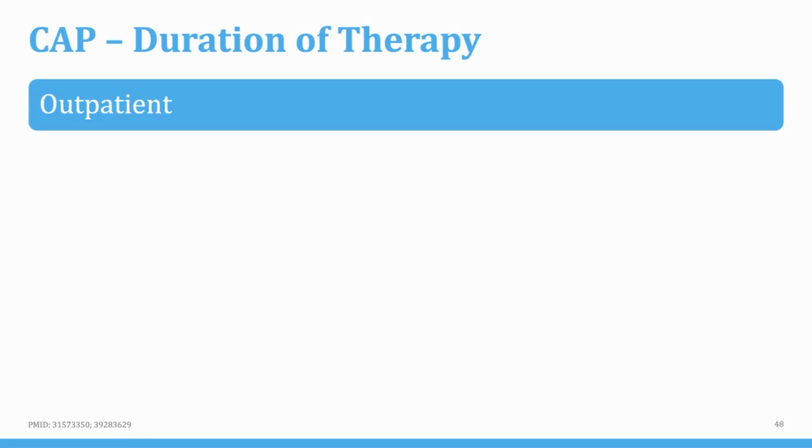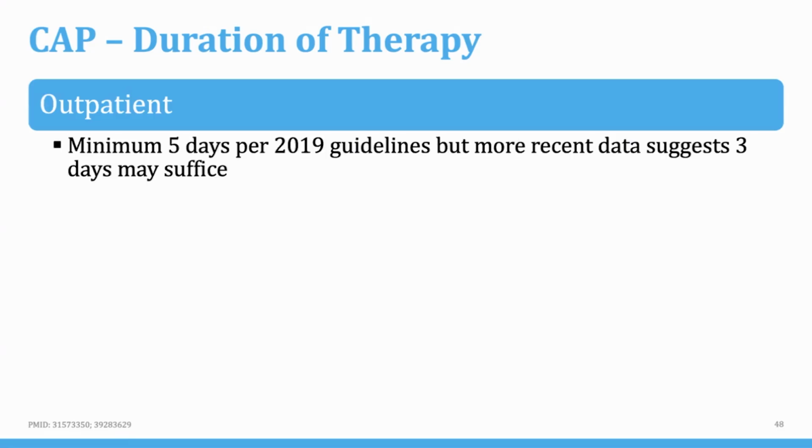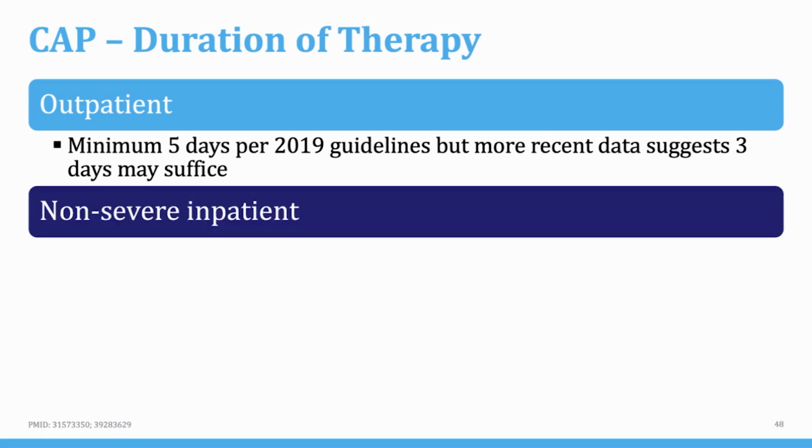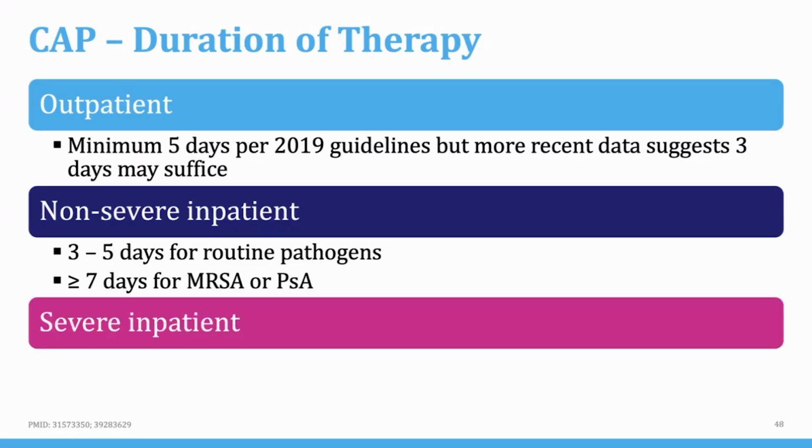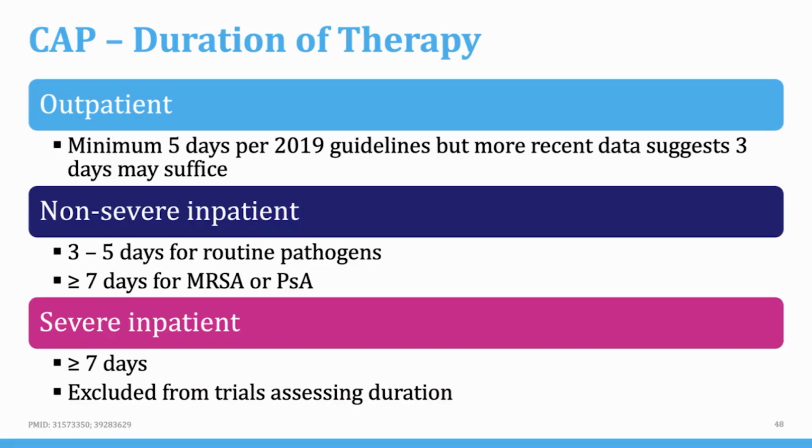If it's outpatient CAP, the guidelines suggest a minimum of 5 days. The more recent data suggests even 3 days may suffice. And in not severe inpatient treatment, again, 3 to 5 days may be enough. If they have MRSA or Pseudomonas, you want to treat for at least 7 days. With severe inpatient pneumonia, again, generally you're going to treat for at least 7 days. But keep in mind that these patients were not part of trials where they looked at duration of therapy for CAP.